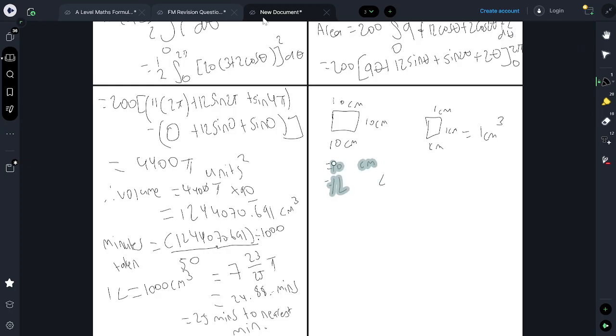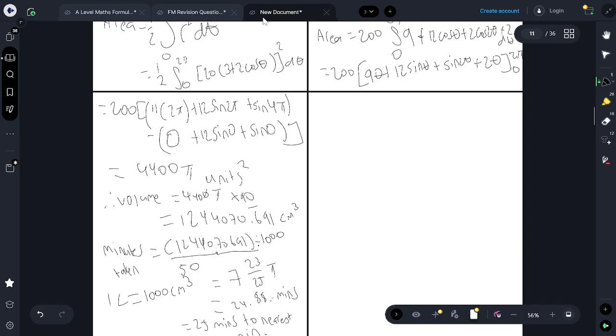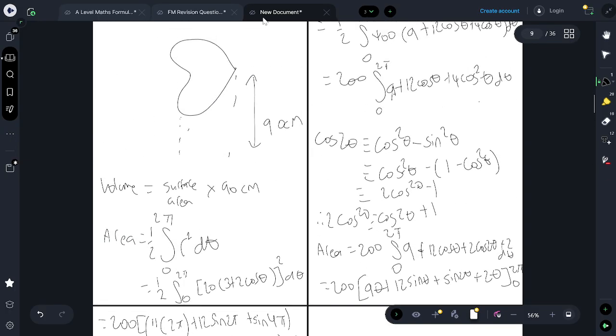But I don't know, I think they should have told you that in the question. 1 litre should be equal to about 1,000 centimetres cubed, but apparently they expect you to know that. But yeah, that's how litres work. Hopefully that's clear. I like that question.